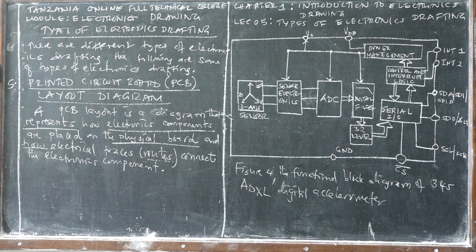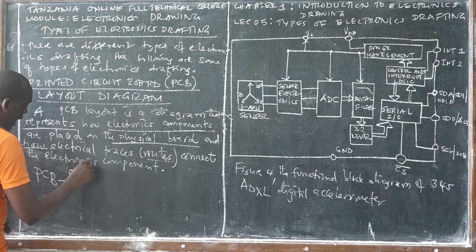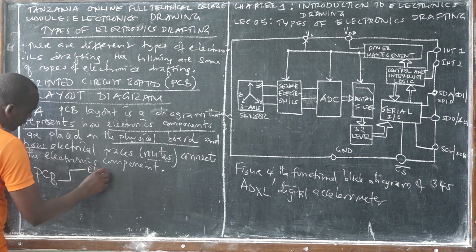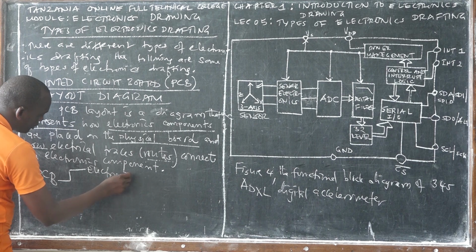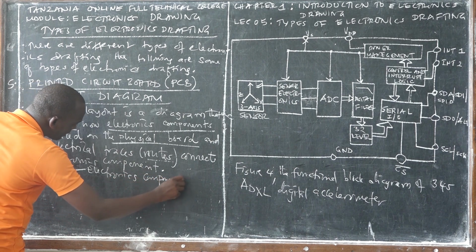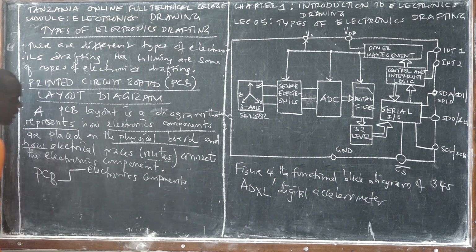So in a PCB board, we have three terminologies which are very important. You have to be familiar with them, and we'll discuss them in detail later on. The first one is the electronics components. When you say electronics components, I mean things like diodes, transistors, resistors, capacitors, etc.